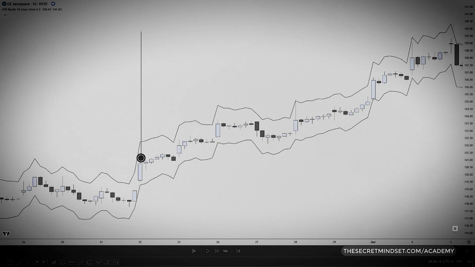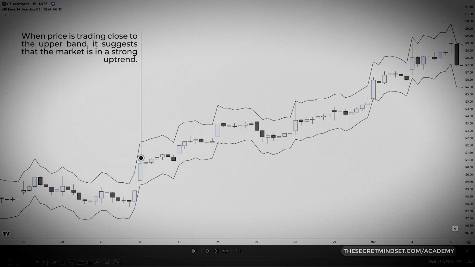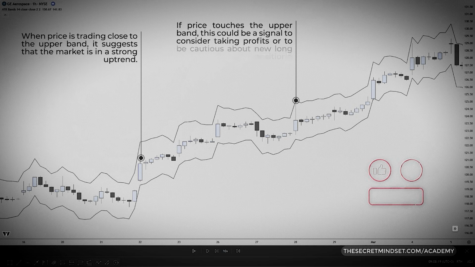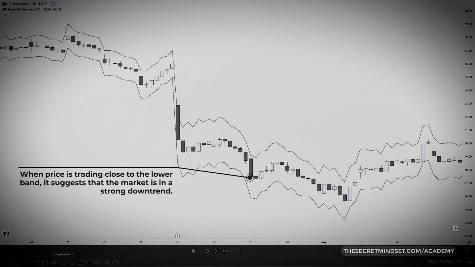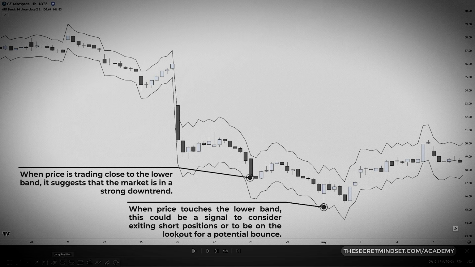When the price is trading close to the upper band, it suggests that the market is in a strong uptrend. If it touches the upper band, this could be a signal to consider taking profits or to be cautious about new long positions. On the flip side, when the price is trading close to the lower band, it suggests that the market is in a strong downtrend. When price touches the lower band, this could be a signal to consider exiting short positions or to be on the lookout for a potential bounce.